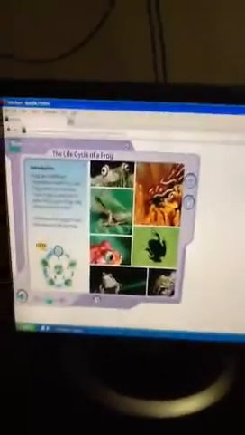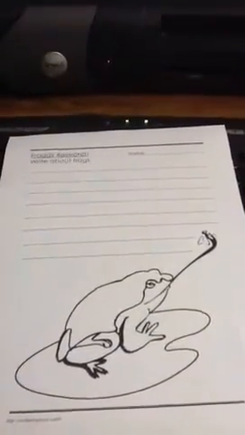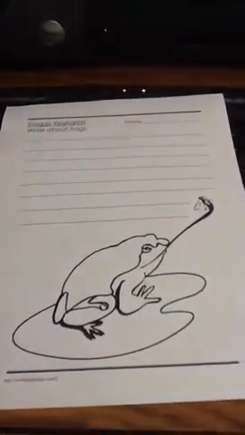But with this software and this website here, they would have this little piece of paper, this little activity on their froggy research, and they would write a paragraph about what they know about frogs or what they've learned about frogs.